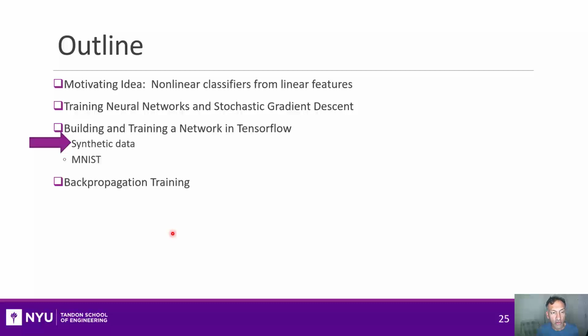Okay, in this section, I want to show you how to code up and fit neural networks in a very powerful package called TensorFlow. I'm going to do this for two examples. The first is a simple synthetic example that I showed you in the motivating example at the beginning. Then we're going to walk through a slightly more complicated one, where we return to the classic MNIST digit classification problem that we saw in the SVM unit.